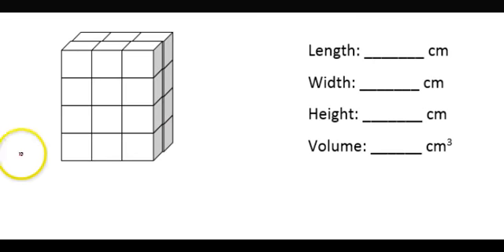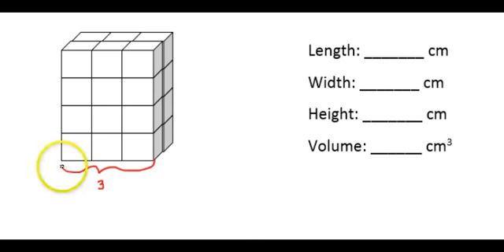Let's take a look at the next shape. This time I have 3 cubes that make up my length. I also have 2 cubes that make up the width, so it's the distance going back. And then my height is 4 cubes. There are 4 layers to this rectangular prism. So I have a length of 3, a width of 2, and a height of 4.